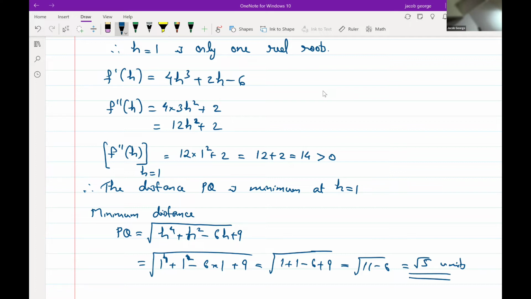So this is a solved example from the NCERT textbook. Please practice this question very well. This question was based on distance between 2 points.